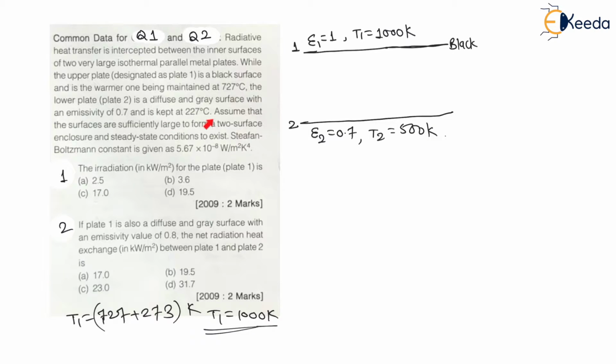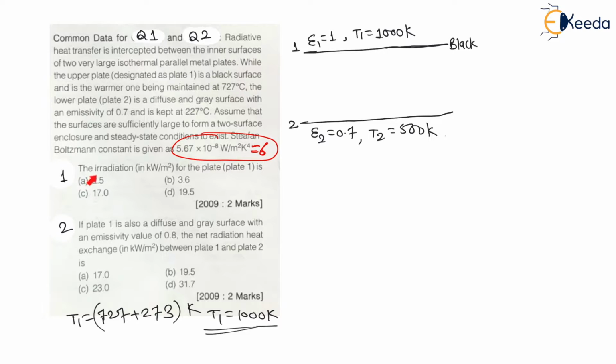Then assume that the surfaces are sufficiently large to form a two surface enclosure and steady state conditions exist. It means the surfaces are sufficiently large so that there is a heat exchange between these two surfaces only. There is no heat loss to the surrounding. This is the meaning of the statement, and there is a steady state condition. Then the Stefan Boltzmann constant is 5.67 into 10 to the power minus 8 watt per meter square Kelvin to the fourth. This is a standard value of sigma, and everyone knows it. This value generally we have to remember.